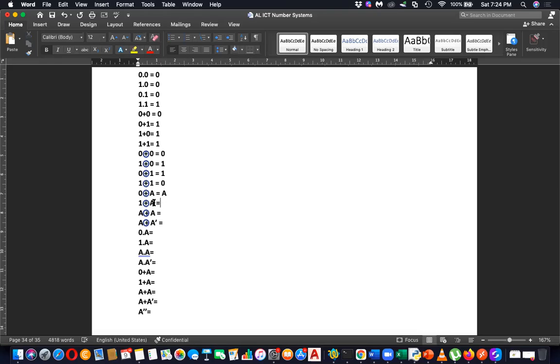1 XOR A. Okay, again you have to put some value. 1 XOR 1: if A is 1, this will become 0. What will happen if A is 0? Then that will become 1. That means if A is 1, you get 0, and if A is 0, you get 1, which is A naught. So A naught is the answer. If you cannot understand how to find the answer for this one, please let me know and I'll explain.